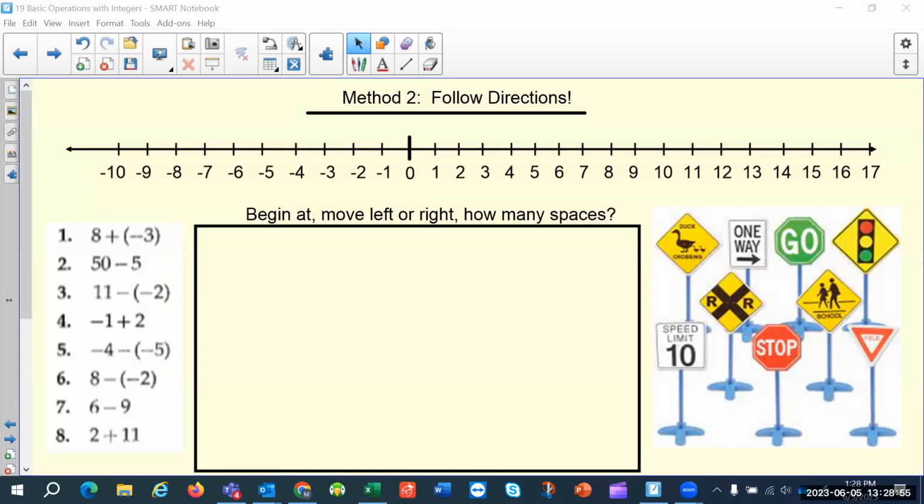I'm going to be going over a second method for how to deal with adding and subtracting integers, which are positive and negative numbers. This is primarily for people in my class. However, sometimes you learn better from somebody else.